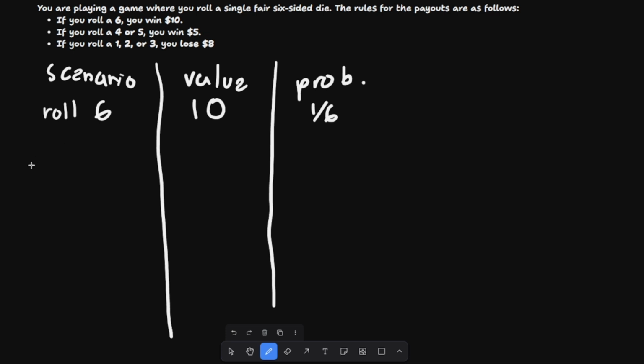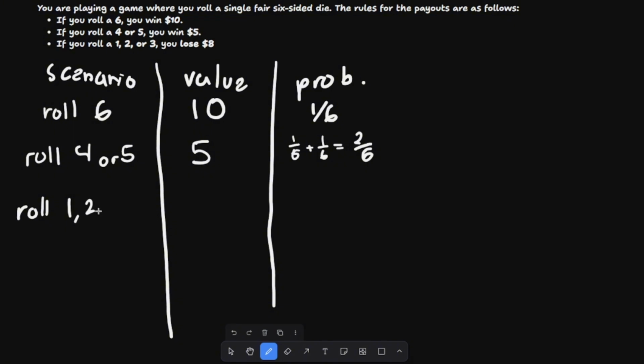Now, what if you roll a 4 or a 5? We'd write that in the scenario. The probability of rolling a 4 or 5 would be 1/6 plus 1/6, since it's two separate sides, which gives 2 over 6. Now, the value that you would win is $5. Now, the scenario is if you roll a 1, 2, or 3. Here, there are 3 sides, so it would be 1/6 plus 1/6 plus 1/6, which is 3/6. And the value would be -8 since you're losing money instead of gaining money.